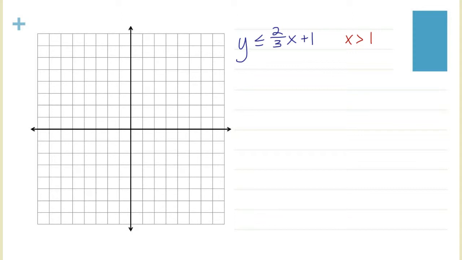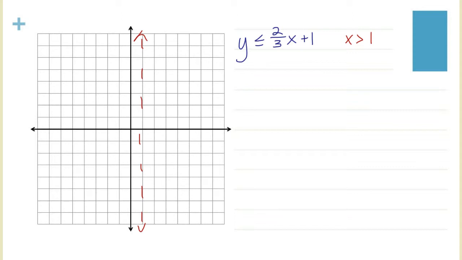So let's start by graphing the red line. It's easier. Is that a vertical line or a horizontal line? It is a vertical line at x equals 1, but it's going to be dashed. So there's my line. And then I have to do my shading.